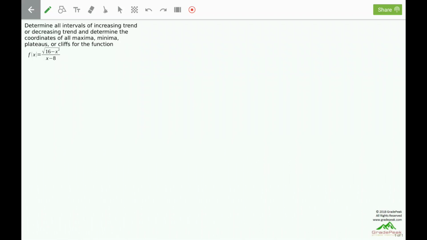Determine all intervals of increasing trend or decreasing trend and determine the coordinates of all maxima, minima, plateaus, or cliffs for the function f of x equals the square root of 16 minus x squared divided by x minus 8. The first thing to do is find the domain.